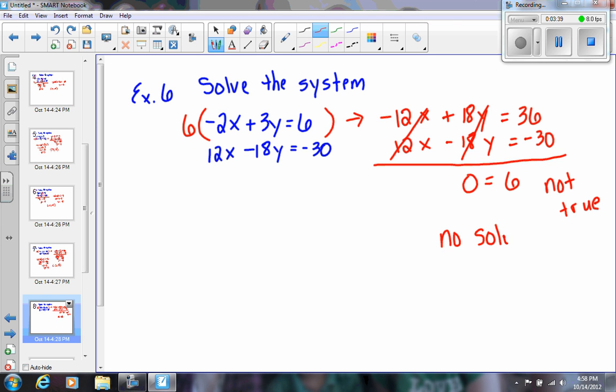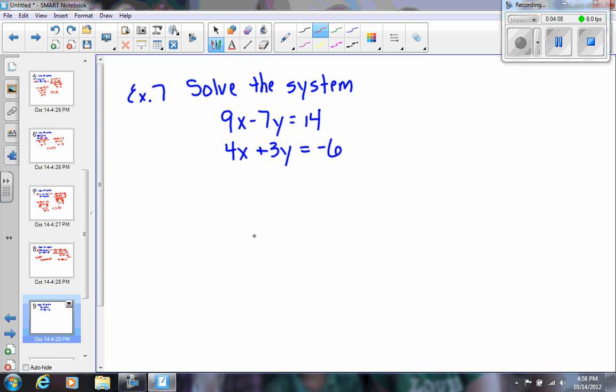No solution. So what does that mean about these two lines? They must be parallel, because when I have no solution, that means the lines don't cross, which means they're parallel. So remember, this system, if we graphed these, we would say was inconsistent. All right?